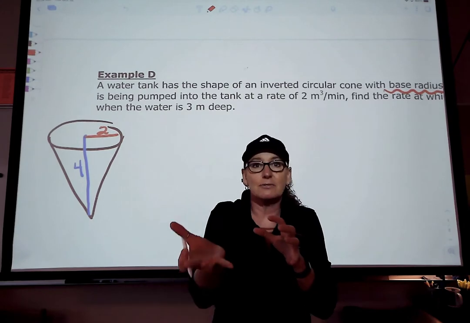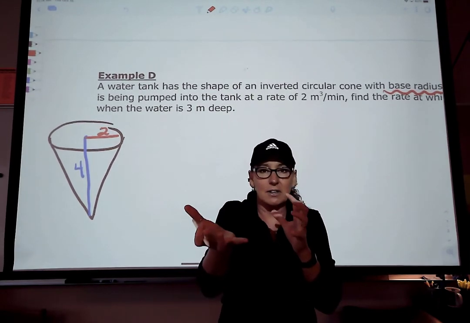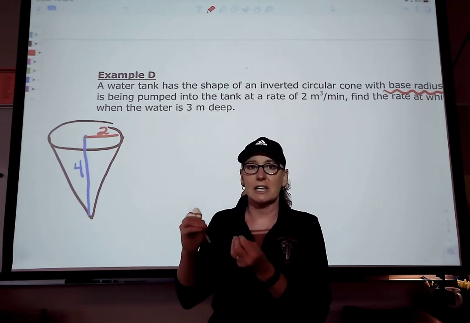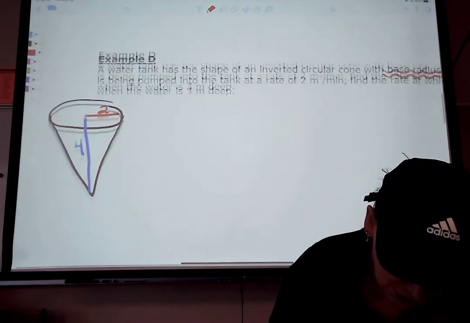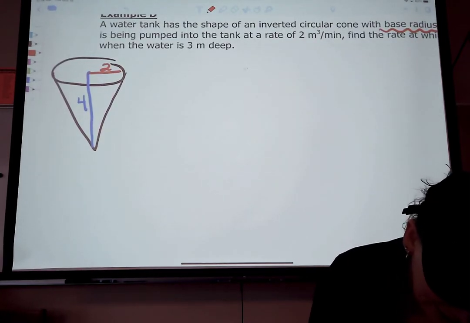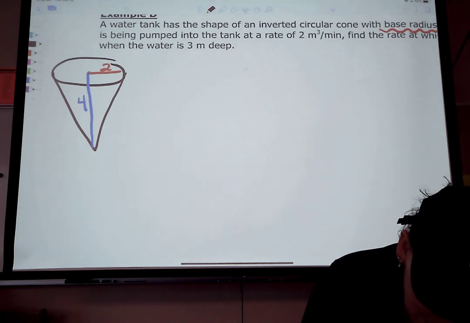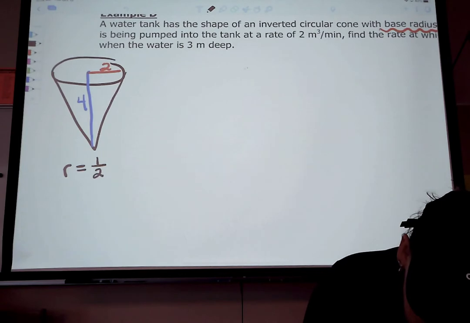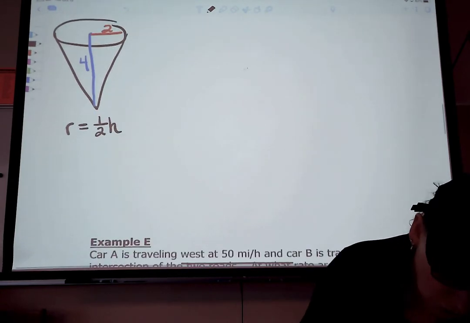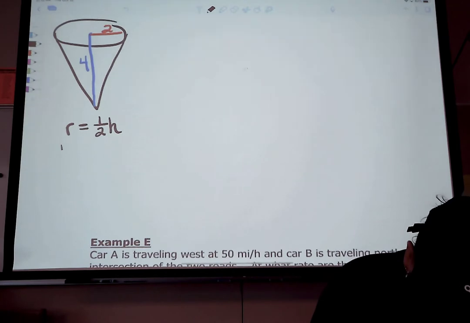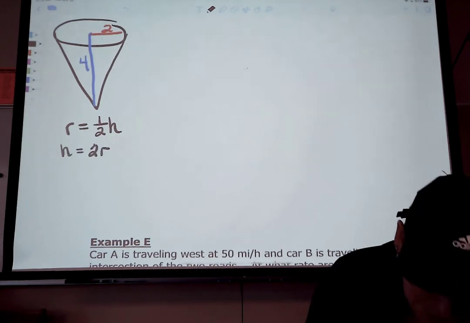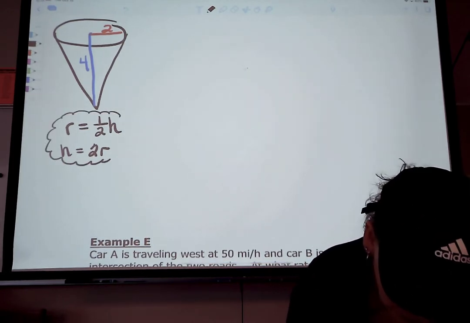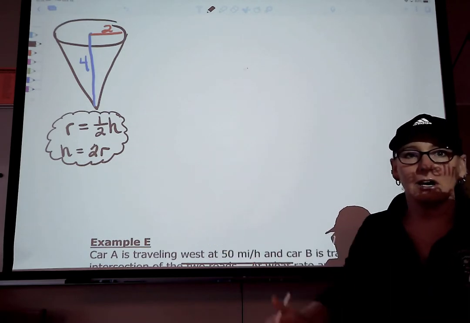The whole time it's filling, the radius of the water that's in there and the height of the water that's in there will always have a relationship of 1 to 2, 2 to 4, whatever. So I can come over here and say that my radius is always going to be 1/2 the height. Or, in other words, my height is always twice my radius. This is an important relationship that's going to carry through during the whole filling of the cone.